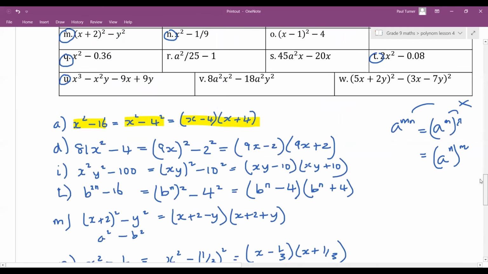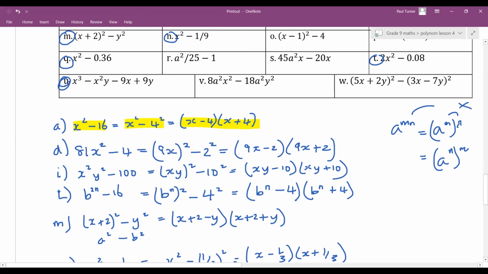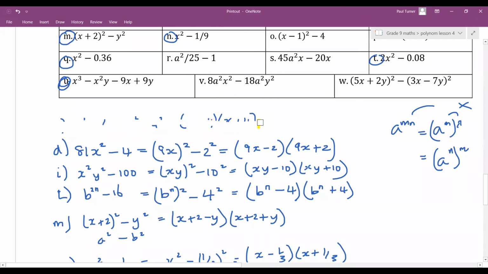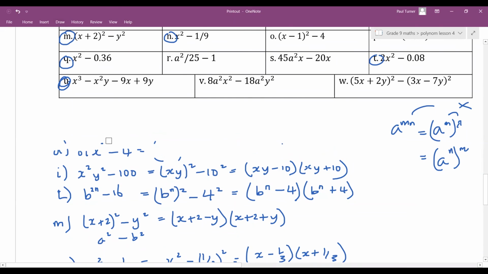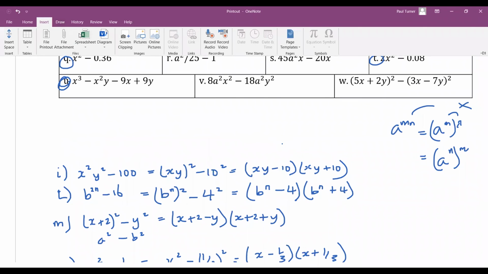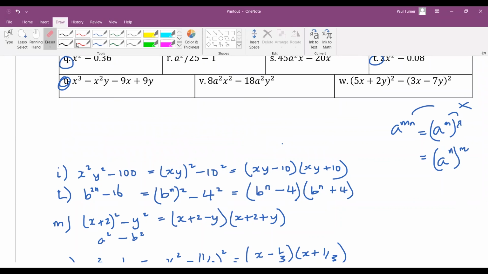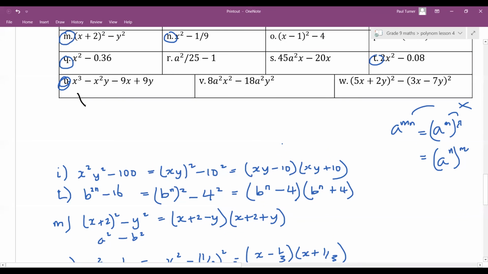A few more minutes. What about that last one, u? I'm going to clean the board here because I want to just do it here. Okay, we'll do it at the top. We have about 4 minutes left, so do a bit more. Okay, so we'll do this one here.